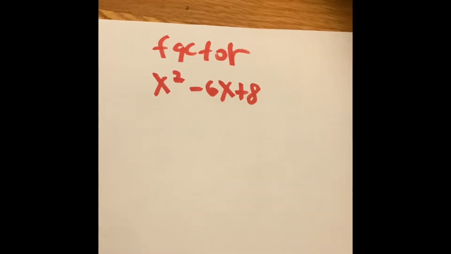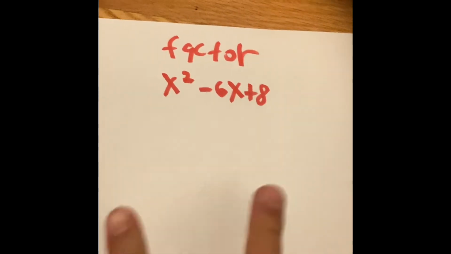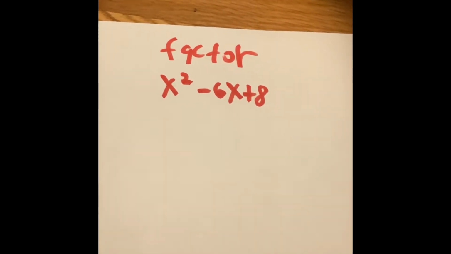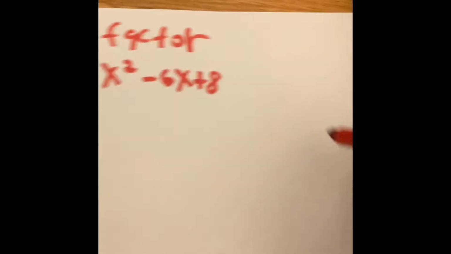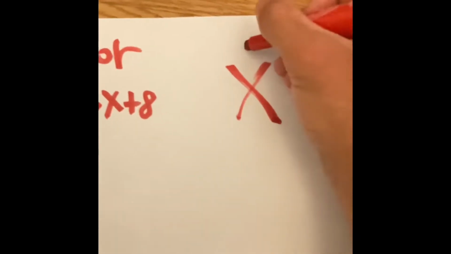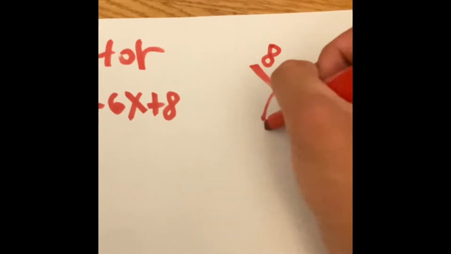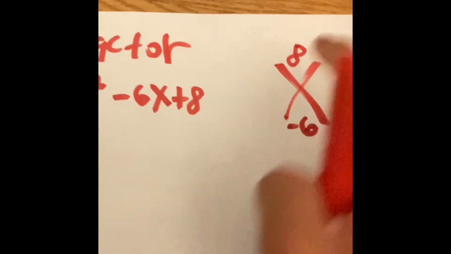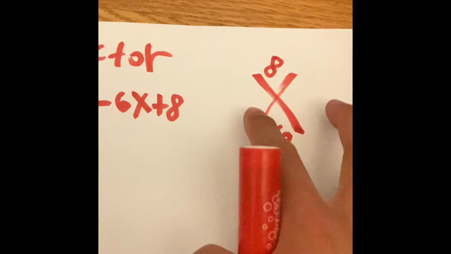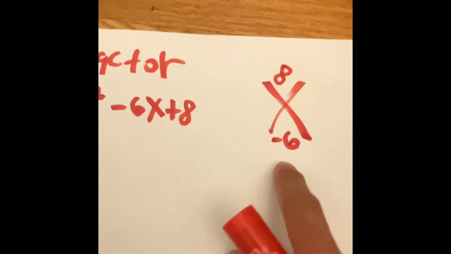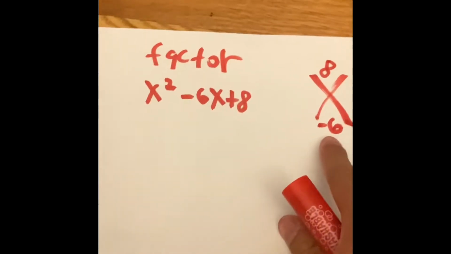These are going to help understand what the two x variables are. Let's start factoring. So we're going to use the diamond problem. We are going to put 8 at the top and negative 6 at the bottom. So what two numbers can be multiplied to get 8 and have a sum of negative 6?